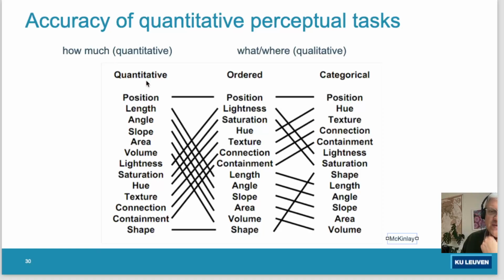So quantitative data, position is really good, shape is really bad. For example, if you have quantitative data, 0, 1, 2, 3, 4, you would not use a triangle for 0 and a hexagon for 1 and a circle for 2. That doesn't work, right? I think you agree with that. I hope you agree with that. So that doesn't work, but position is really good.